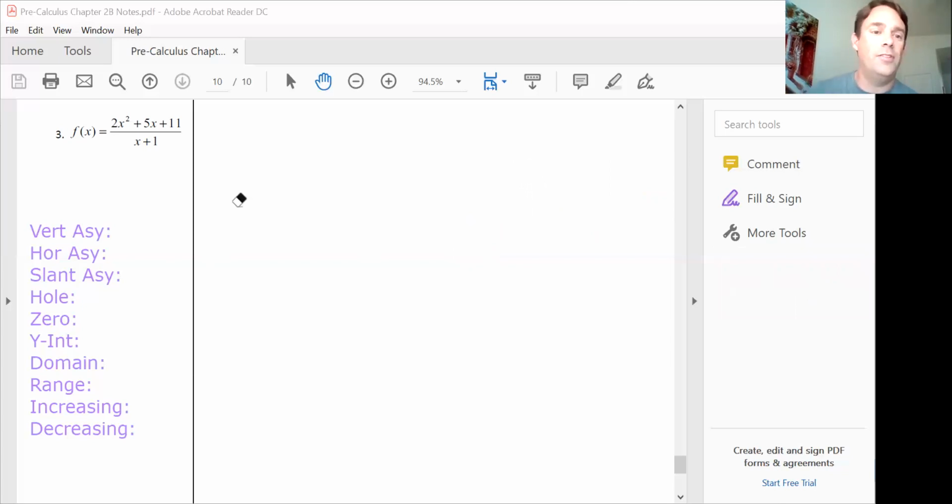All right, friends, let's try it here. So we got to first figure out if there's any holes. Well, tough break, or maybe good break, I don't know. The numerator doesn't factor, right? The numerator doesn't factor. So in that case, I don't have to worry about any holes. So we do have a vertical asymptote. x plus 1 equals 0. So that means I have a vertical asymptote when x equals -1.